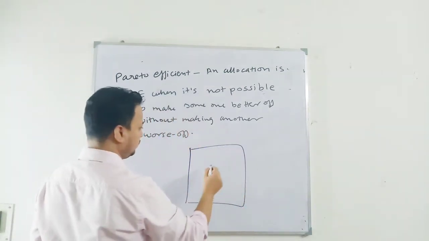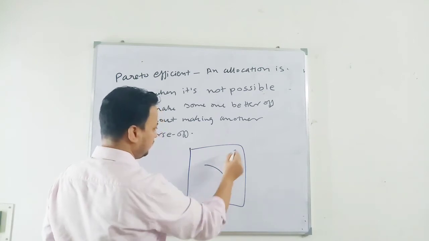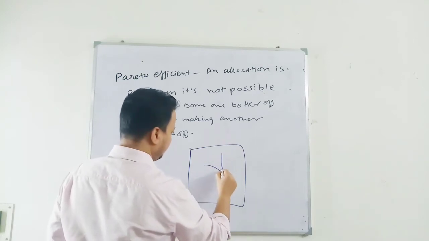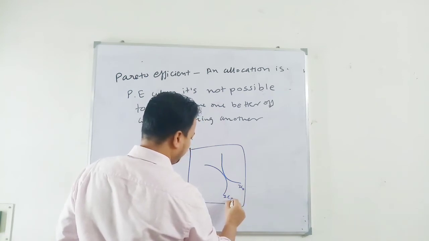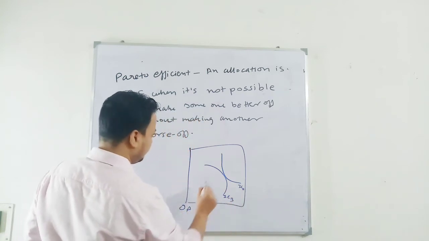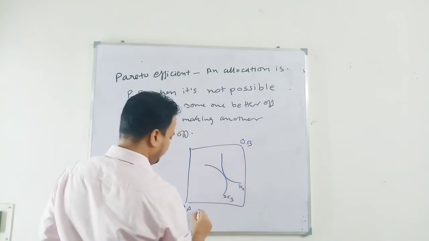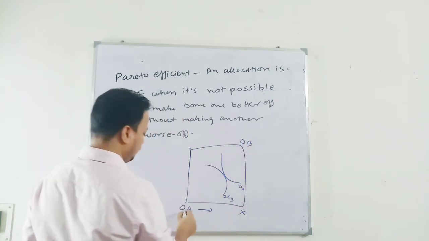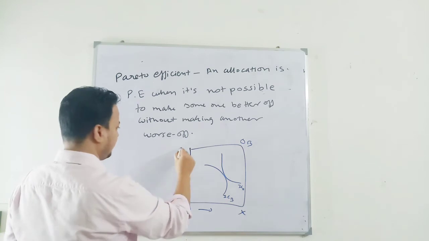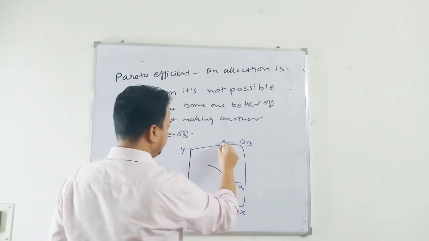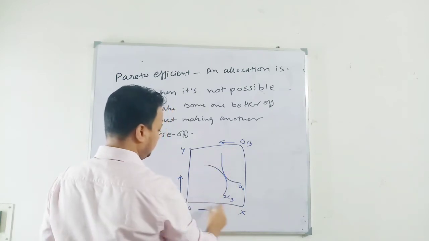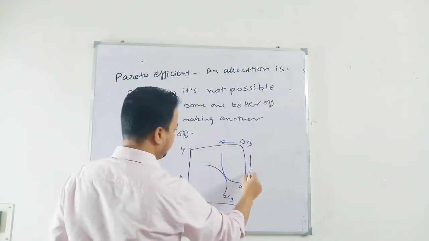So look at this one. This is the Edgeworth box. This is the indifference curve of B because it is in this direction. This is the indifference curve of A. This is the indifference curve of B. This is the axis of A. This is the axis of B. In this direction, I will look at good X for consumer A. In this direction, I will look at good Y for consumer A. This direction is horizontal for good X, this is vertical for good Y.